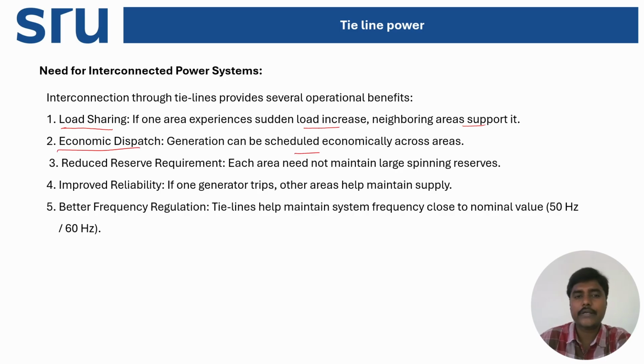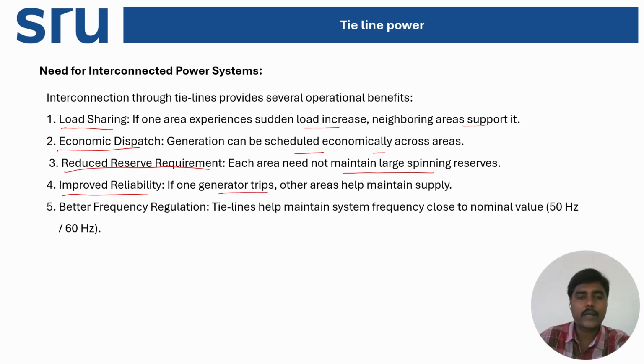Generation can be scheduled economically across areas. Depending upon the requirement of power in each area, you can decide in which area to go for more generation and in which area to go for less generation. That is possible only when we have interconnection. And you can reduce the reserve requirement. Each area need not maintain a large spinning reserve. Suppose out of the two areas, one area may have more spinning reserve, the other area may have less spinning reserve. And we can improve reliability as I explained in the previous slide.